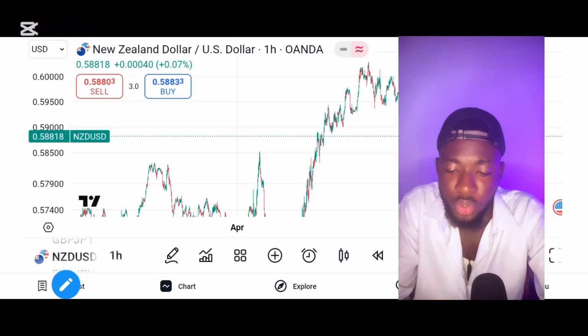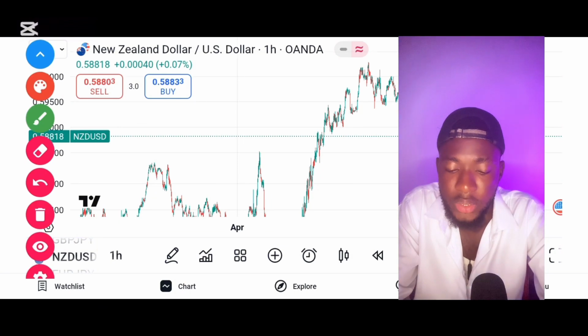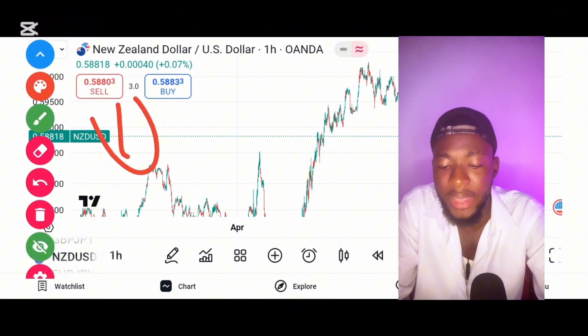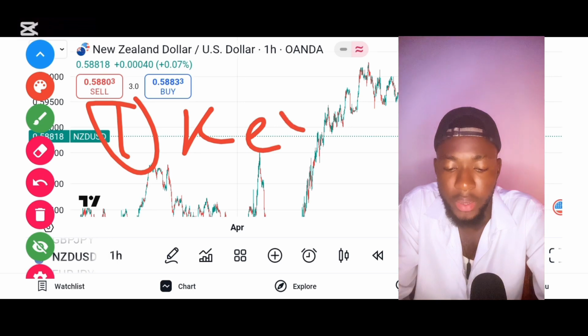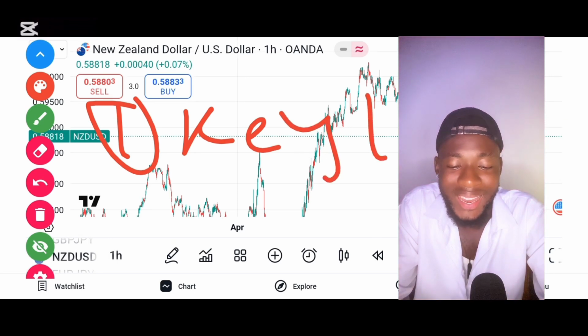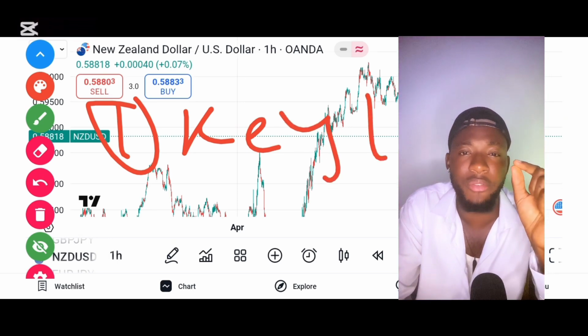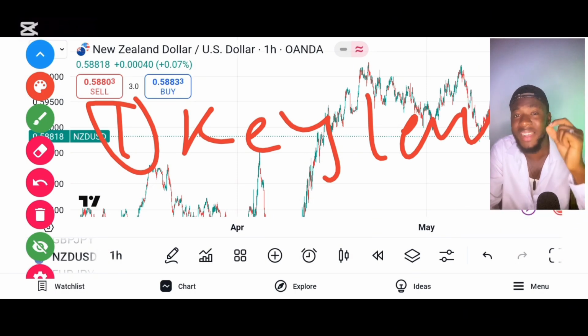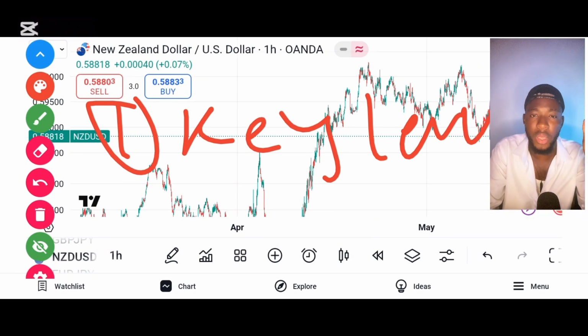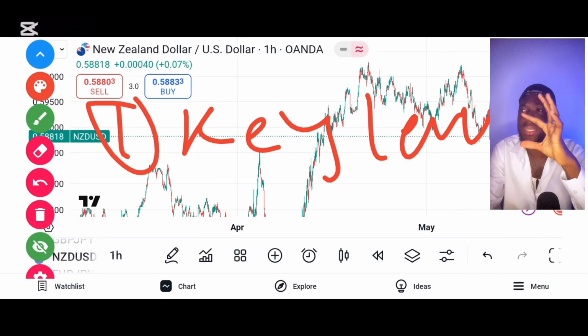So the first thing I want you to take note of, the first thing I actually want you to do, is take note of what? Of key levels in the market. The market likes reversing, especially at key levels. So when you are looking to take a trade anywhere, you have to look at this place I'm taking this trade from, is it a key level?